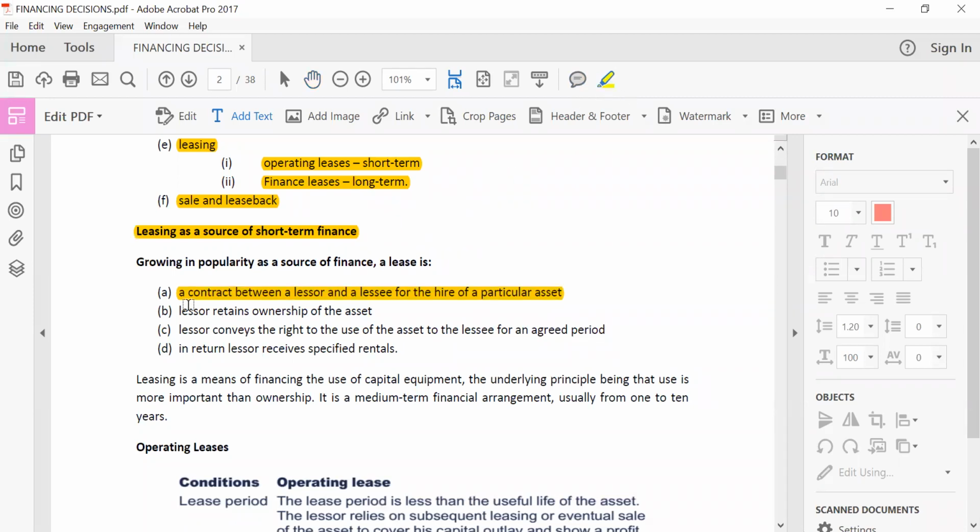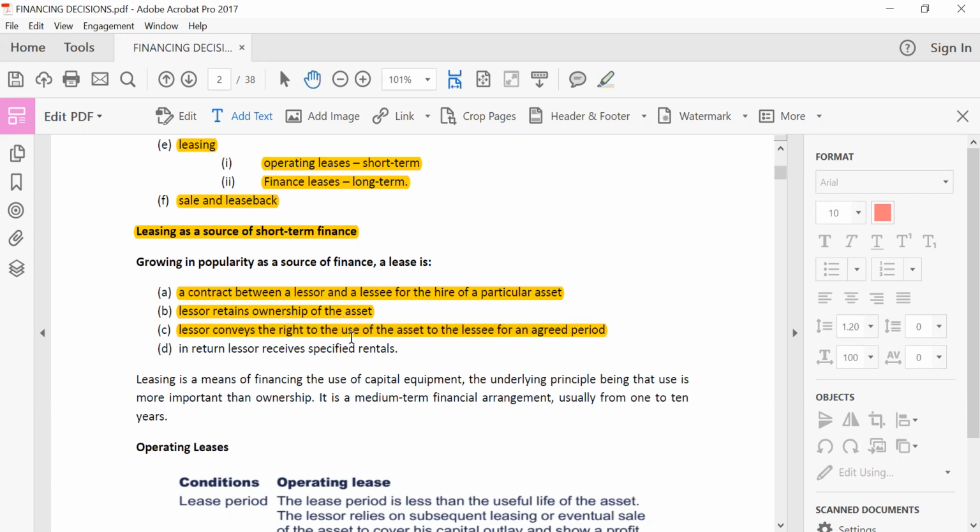The lessor retains ownership of the assets. He retains what? Ownership of the assets, right? The next item is that the lessor conveys the rights. The lessor conveys the right to use of the assets. So we talk about right of use of an asset when you talk about IFRS 16 when it comes to leases, right? The lessor conveys the rights to the use of the asset to the lessee for an agreed period.